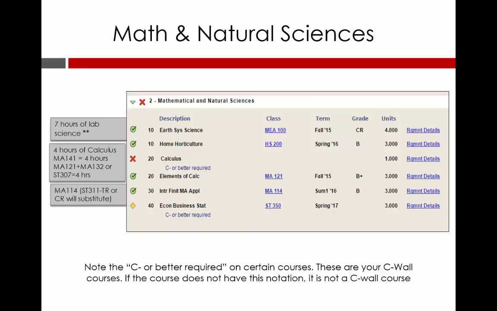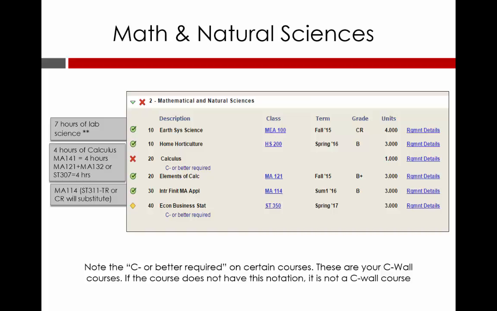Now take a moment to look at the blue writing underneath the word calculus on screen. You will see the words C- or better required. This is what we call a CWAL course, meaning that you must make a C- or better in the course to fulfill the requirement. All CWAL courses are noted with the same blue writing on your degree audit. Once you have fulfilled the requirement with a C- or better, the blue writing will disappear.